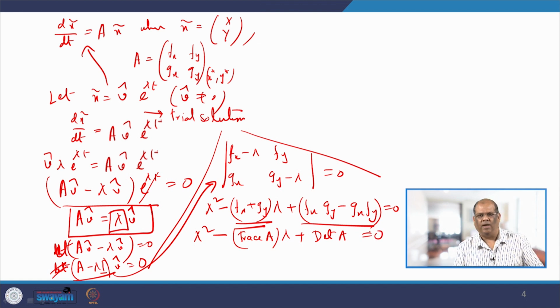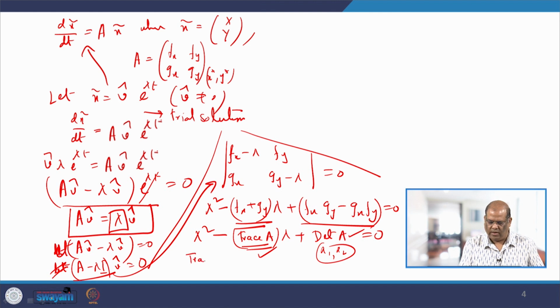Now, for the system to be stable, both the eigenvalues need to be negative. If lambda 1 and lambda 2 are the eigenvalues, this generally gives the sum of the roots and this gives the product of the roots. So, the sum of the roots, if both lambda 1 and lambda 2 are negative, must be less than 0, which implies that the trace A must be less than 0. And if lambda 1 and lambda 2 are negative, their product must be positive, which implies that the determinant A must be greater than 0.